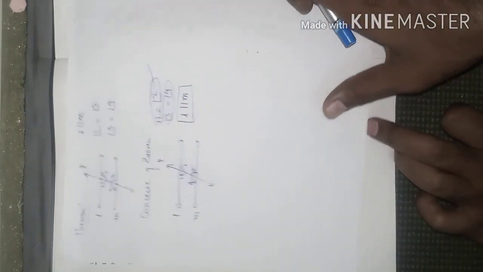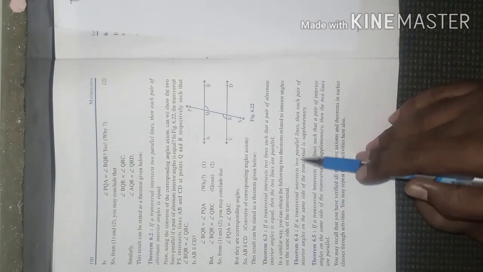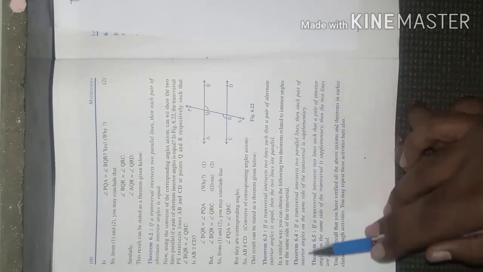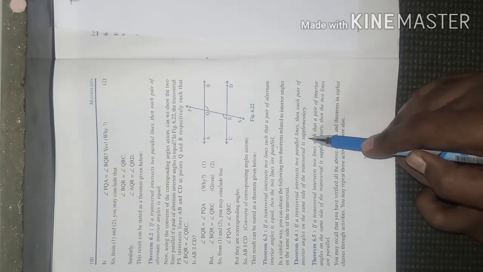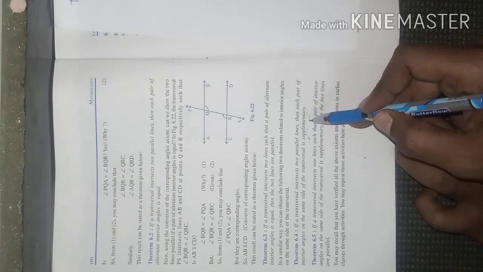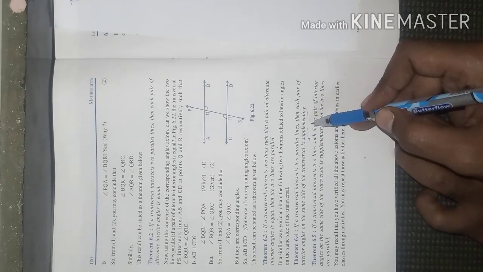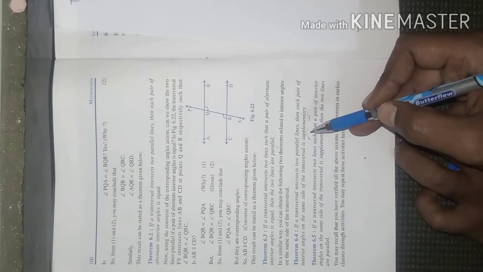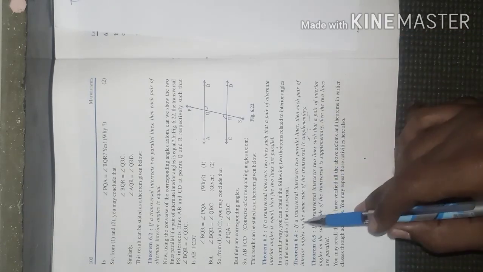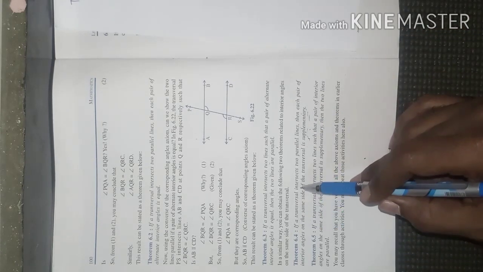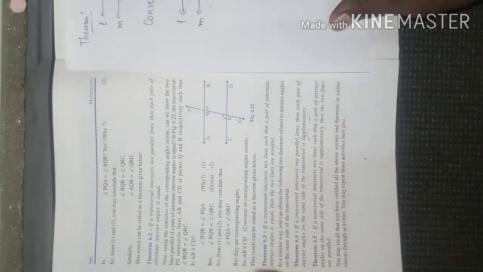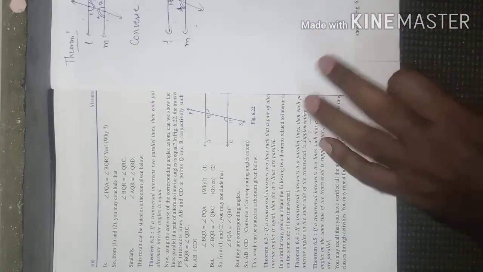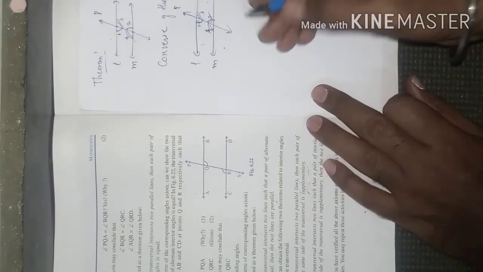Now we will go for the next theorem. If a transversal intersects two parallel lines, then each pair of interior angles on the same side of the transversal is supplementary. Supplementary, you know, means 180 degrees. When the sum of the two angles is equal to 180 degrees, it is called supplementary. Now what are they saying? I will show you here.